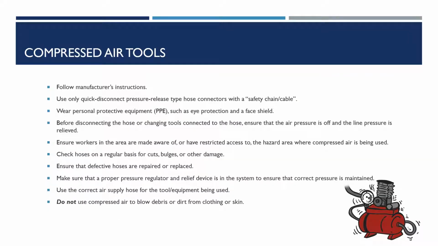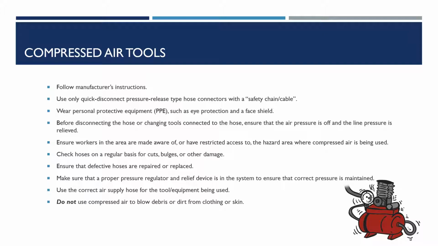Compressed air tools. Follow manufacturer's instructions. Use only quick disconnect pressure release type hose connectors with a safety chain or cable. Wear personal protective equipment such as eye protection and a face shield. Before disconnecting the hose or changing tools connected to the hose, ensure that the air pressure is off and the line pressure is relieved. Ensure workers in the area are made aware of or have restricted access to the hazard area where compressed air is being used.